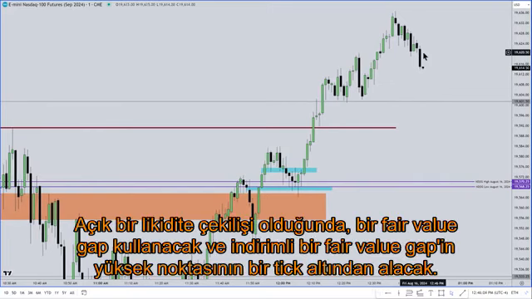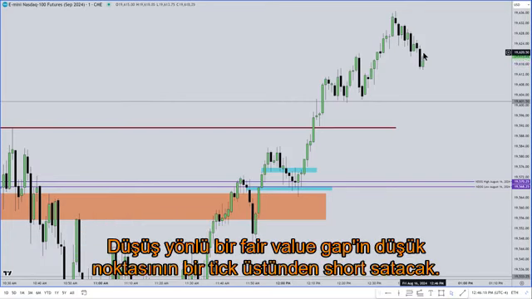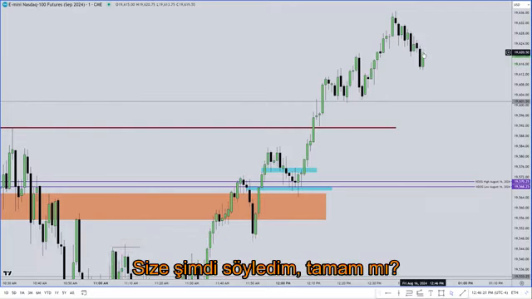When there is an obvious draw on liquidity, he will be using a fair value gap, and he will buy one tick below the high of a discount fair value gap. He will sell short one tick above the low of a bearish fair value gap. That's his entry technique. I've already told you now.